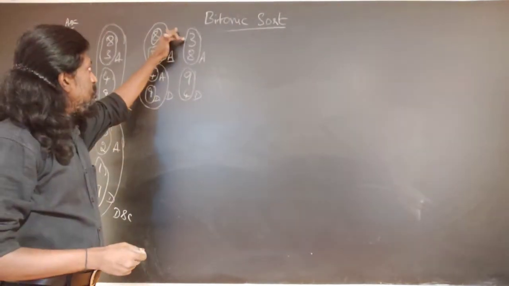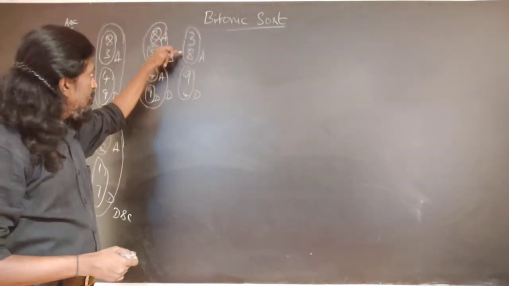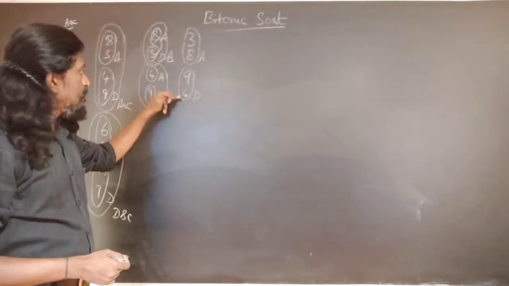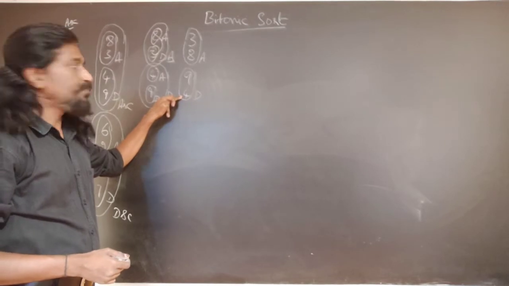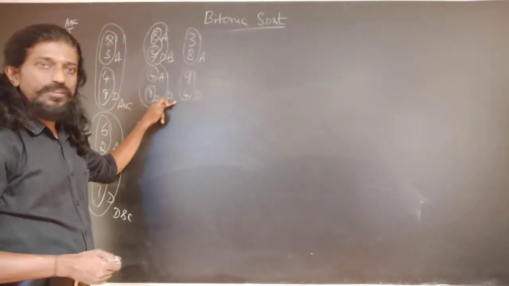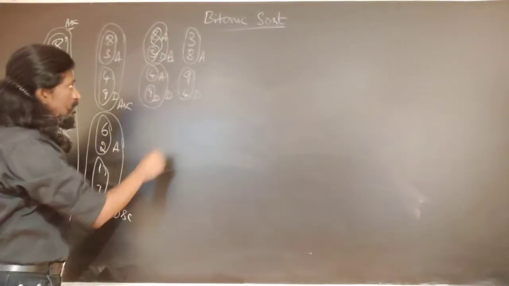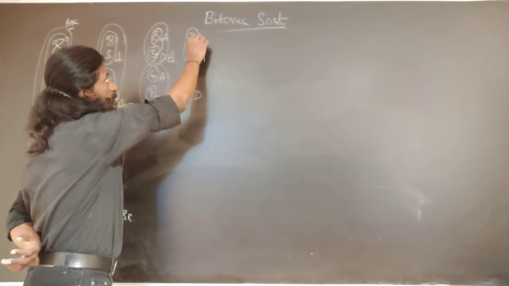That is, the first element of the subarray with the first element of the second subarray. The second element of the first subarray with the second element of the second subarray. Or the first element with the third element, second element with the fourth element in a subarray of size 4. Okay. So now we will see how it happens.